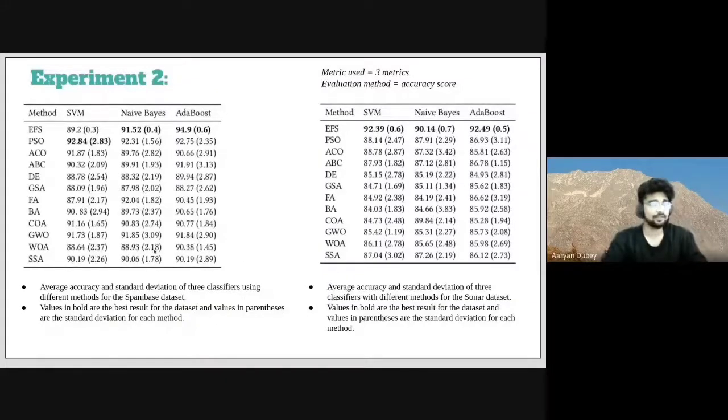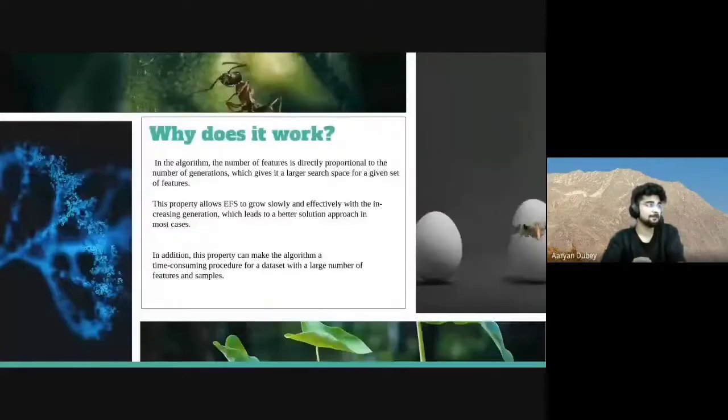As you can see in the first table, we were the best performing algorithm with naive Bayes and AdaBoost classifiers, but we were outperformed in SVM by the PSO algorithm. Other than that, on the Sonar dataset, we were the best performing algorithm out there. The standard deviation of our algorithm is the lowest among all the algorithms there. So this proves that our algorithm is one of the best feature selection algorithms out there with the most consistent results. So the main question: why does it work?